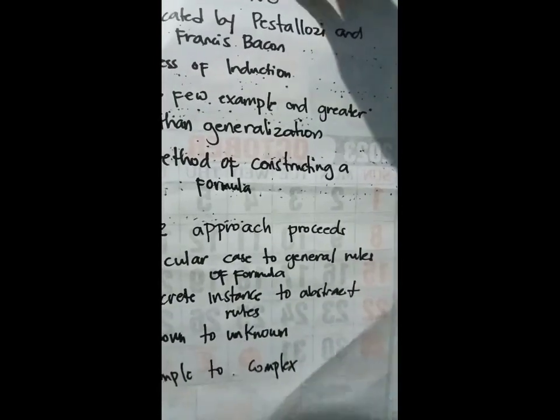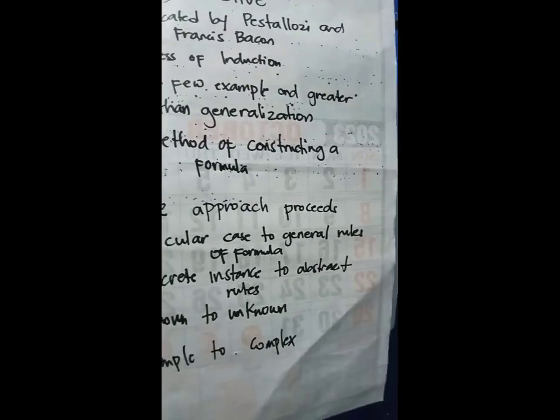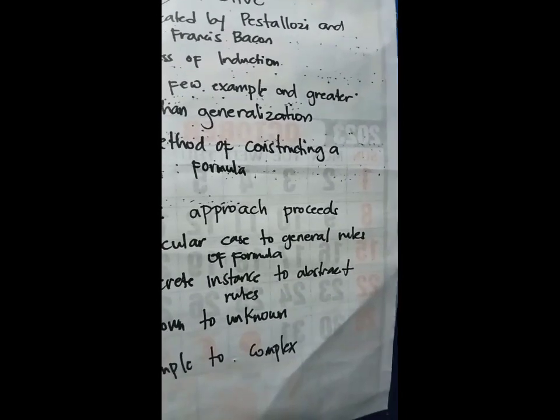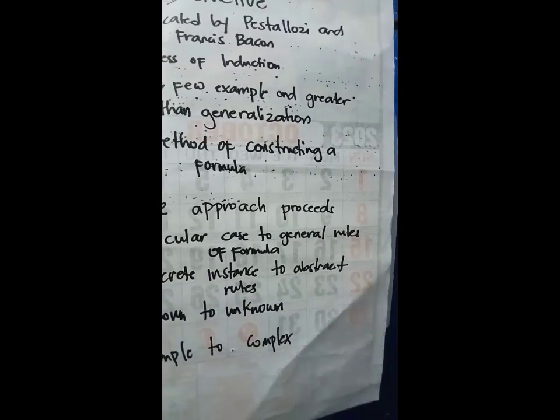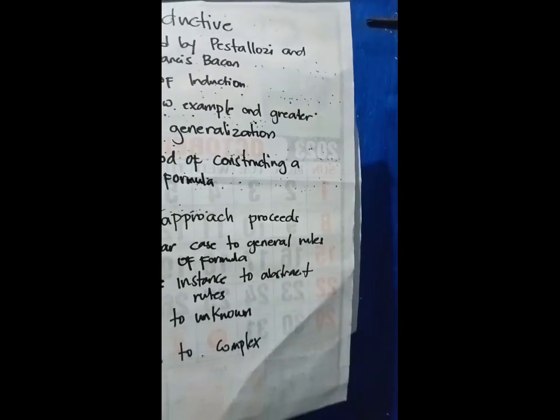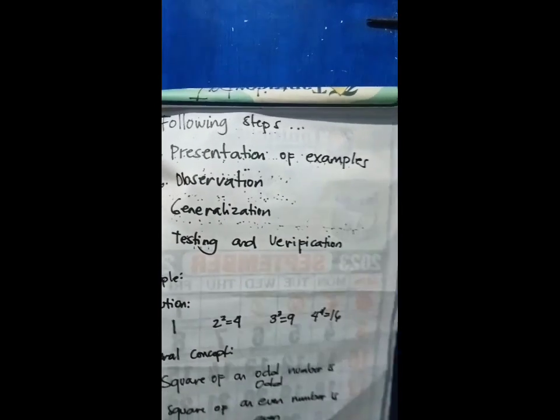The inductive approach proceeds from concrete instances to abstract rules, and from known to unknown. It also proceeds from simple to complex. We will see next the following steps used while teaching this method. Letter A, presentation of example.